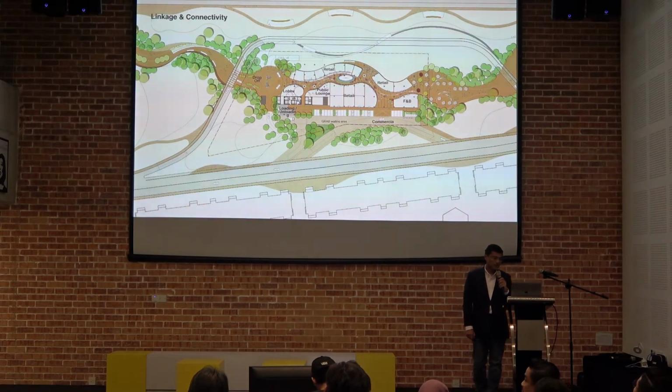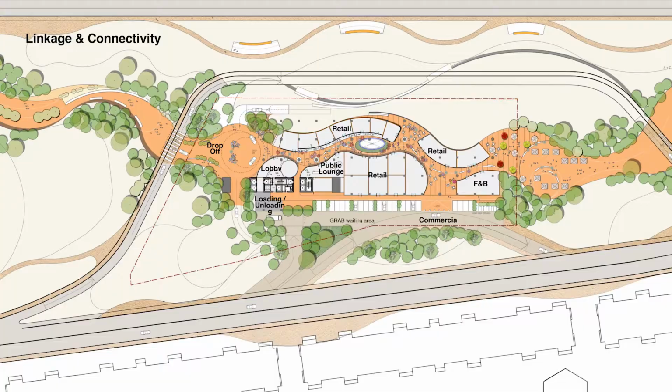This is a closer look at the drop-off area, the incoming of the site, the commercial drop-off, to bring people across from the MRT station all over to the other side. And we also have the back door where the loading and unloading happens.